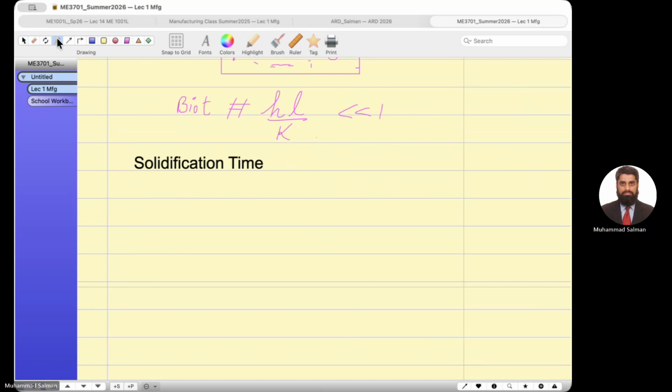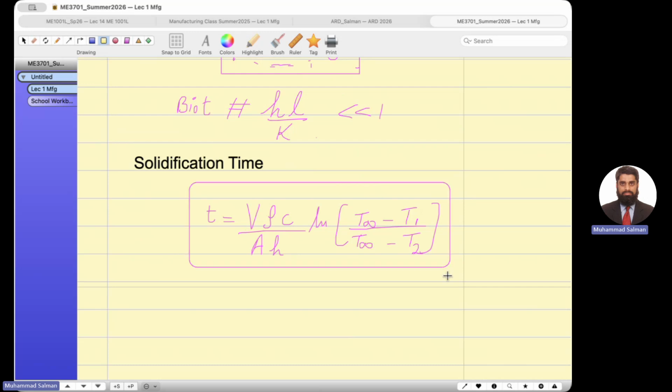Over here, time to solidify a metal part: volume, density, conduction heat, area, convection, ln of the surrounding temperature minus the first temperature over the surrounding temperature minus the second temperature. So this is the time required to solidify a metal casting.